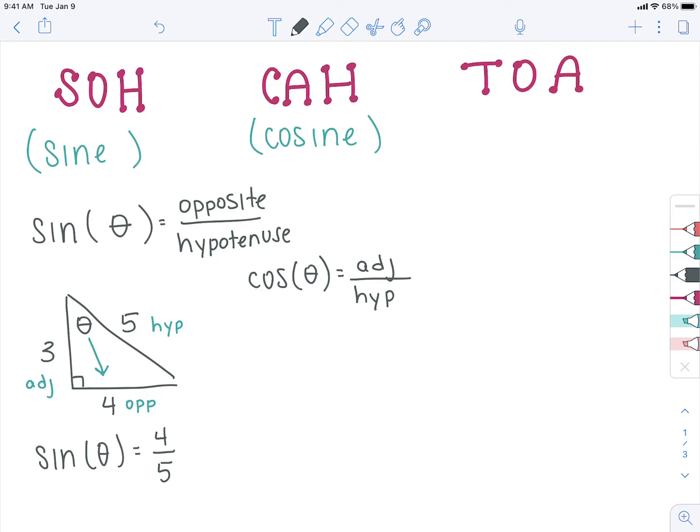So that means if I'm looking at this same triangle, the cosine of the angle is going to be 3 over 5.